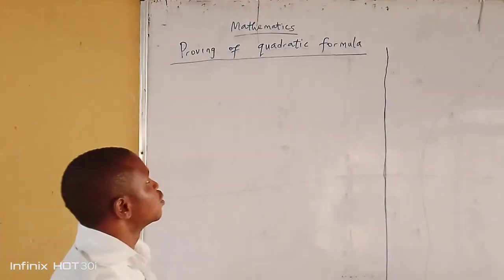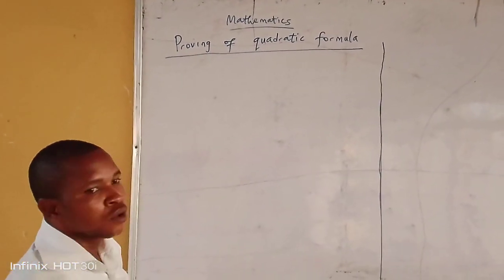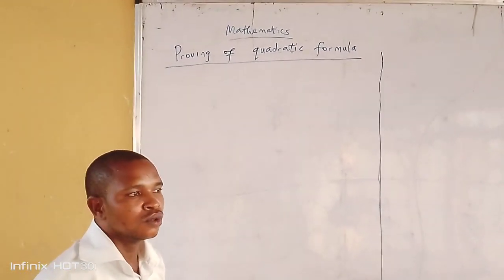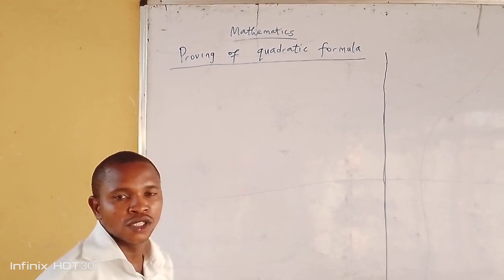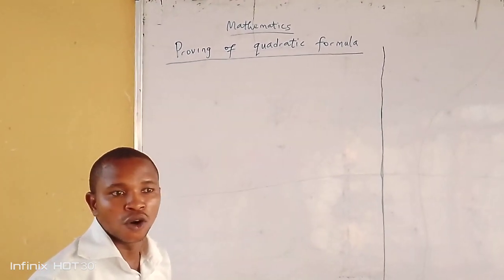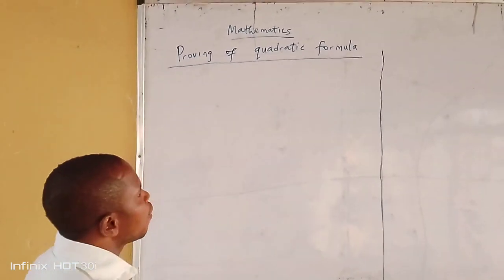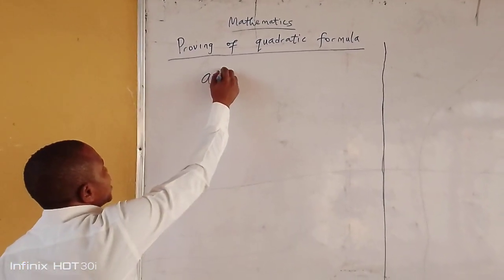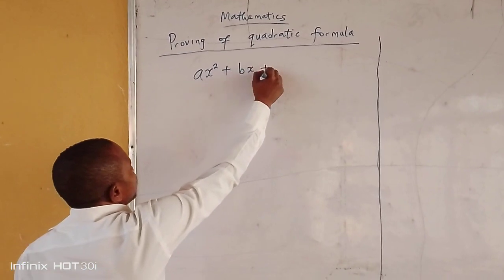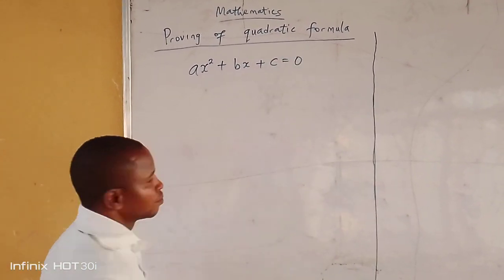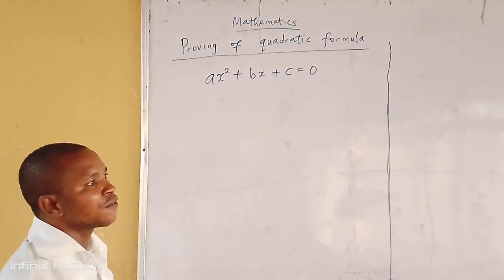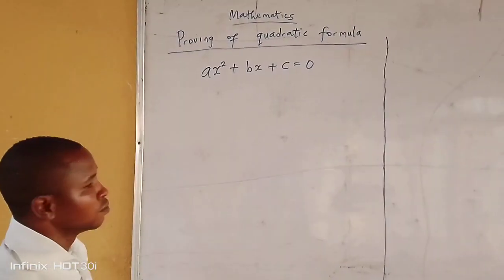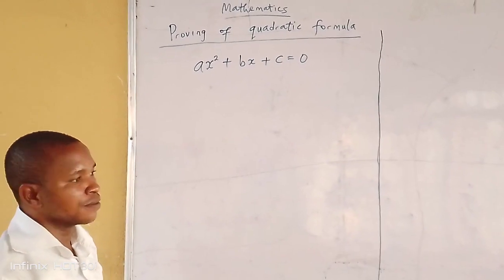Thank you for that. Today we want to prove the quadratic formula, and I want to encourage you to prove this quadratic equation formula on your own as well. The standard form of a quadratic equation is ax squared plus bx plus c is equal to 0. So you are going to use this standard form to prove the quadratic formula. What do you need to do? You just need to take a few steps.